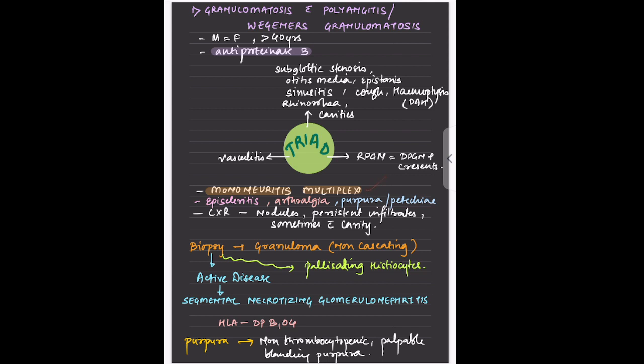And the medium vessel is involved, causing mononeuritis multiplex. There is episcleritis, arthralgia, purpura or petechiae. X-ray may be showing nodules, persistent infiltrates, and there can even be cavities. And biopsy will show a granuloma, but it is non-caseating. Whenever there is active disease, there will be segmental necrotizing glomerulonephritis. The purpura seen here, we said it is palpable purpura, but it is non-thrombocytopenic palpable blanching purpura. Okay.